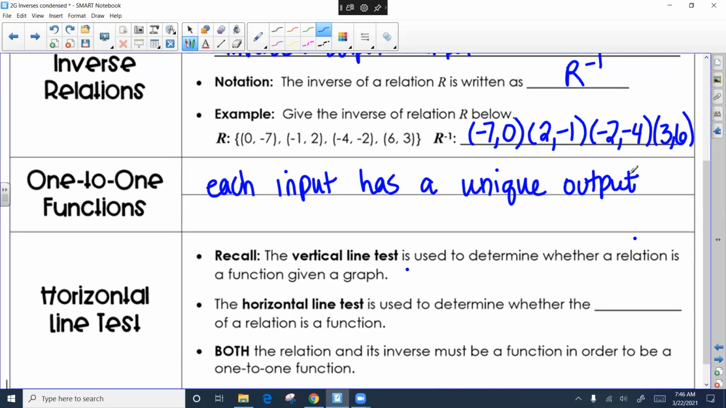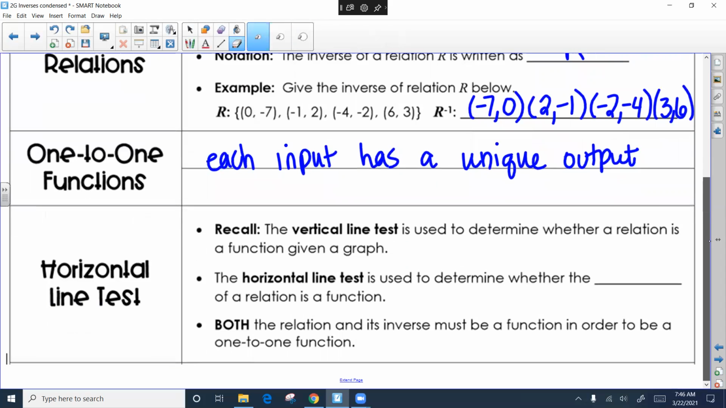So, one-to-one function: each input has a unique output. What that means is, when we just have a function, each input has to have an output, but the outputs can be the same. On a one-to-one function, none of the outputs are the same. They're all unique outputs. So each input has a unique output means that all the outputs are different. Okay, that's going to be important when we're talking about functions, or inverse functions, I should say.